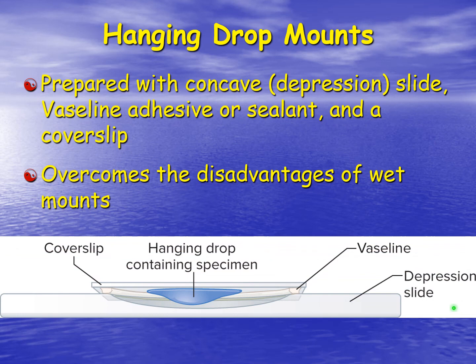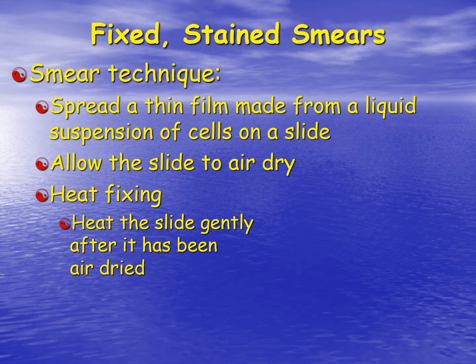So how do you prepare one? They're prepared with a concave or depression slide, so it's a specialized slide that has a concavity ground into it, a Vaseline adhesive or sealant, and a cover slip. The reason for the Vaseline is to decrease drying out. So this will overcome some of these disadvantages of the wet mount. And you'll see the hanging drop and be able to focus up and down then in that drop.